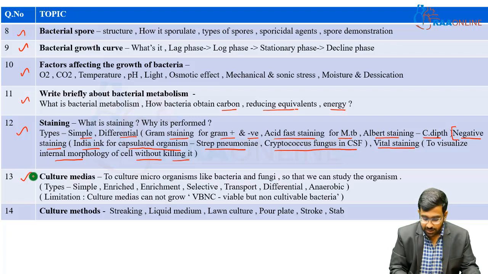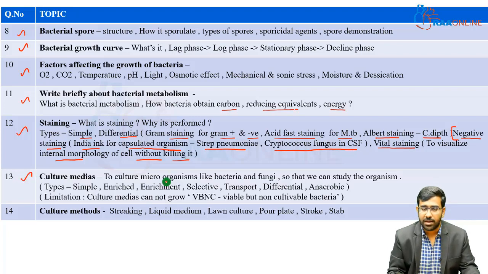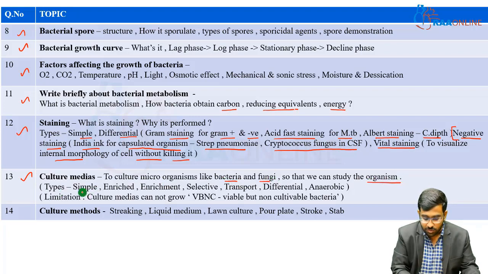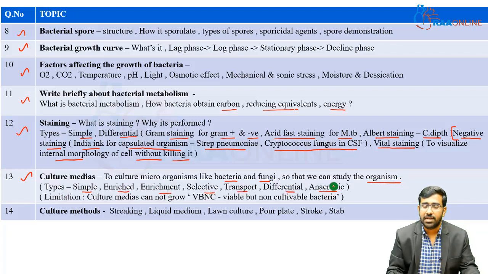And again, what is a culture medium? A culture medium is a medium which allows organisms like bacteria and fungus to grow so that we can study the organism. The types include simple, enriched, enrichment, selective, transport, differential, and anaerobic. So try to differentiate between all those culture media, define them, and give an example for each of them.